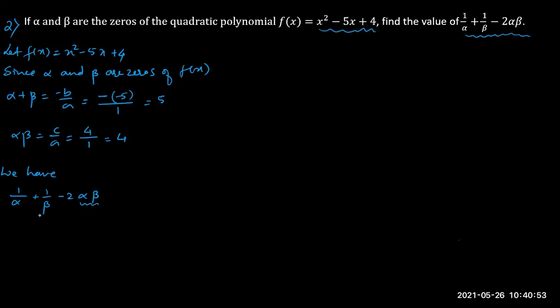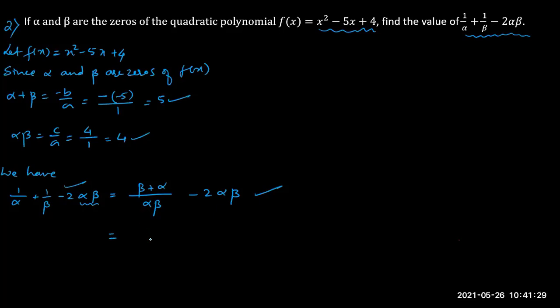Here alpha beta is there, no issues. And here 1 by alpha plus 1 by beta. So first we'll modify it. In these two terms we'll take the LCM alpha beta, and this will become beta plus alpha minus 2 alpha beta. Now we converted the given expression so that alpha plus beta we know, and alpha into beta we know. So those values we will fill here.